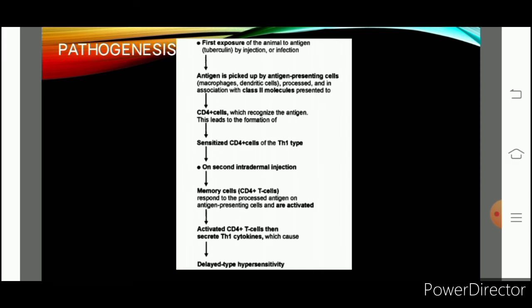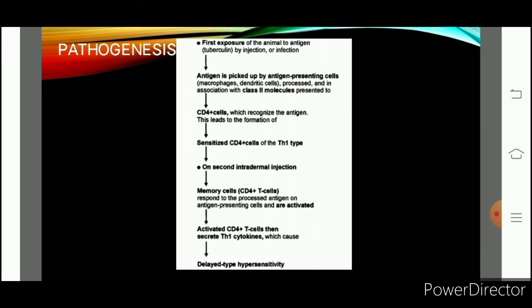So the antigen is picked up by antigen presenting cells, macrophages, dendritic cells, processed and, in association with class 2 molecules, presented to CD4 plus cells which recognize the antigen. So this leads to the formation of sensitized CD4 plus cells of the Th1 type.